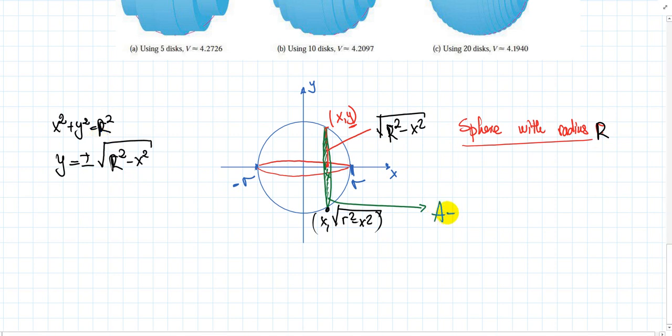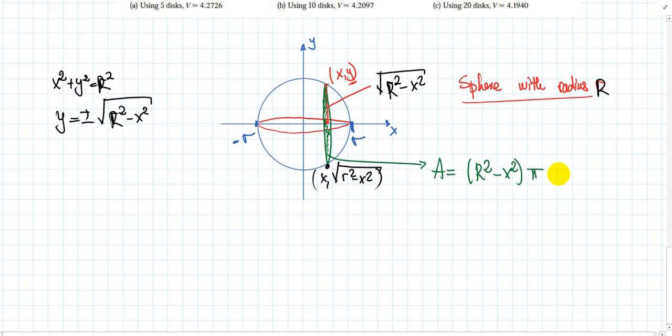The area is equal to the radius squared multiplied by pi. So this will be R squared minus x squared, multiplied by pi. Whenever you cut this, the area of the circle will be like this. For example, if you cut at a point, here this is big R, from minus big R to plus big R. So it changes from minus big R to plus big R.